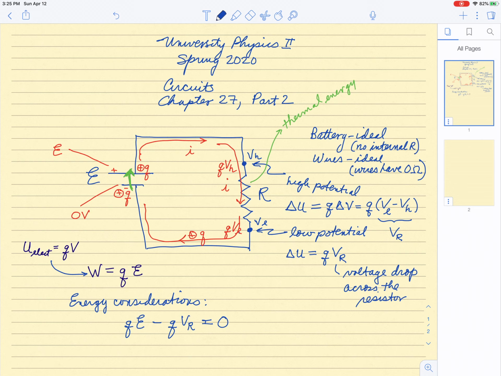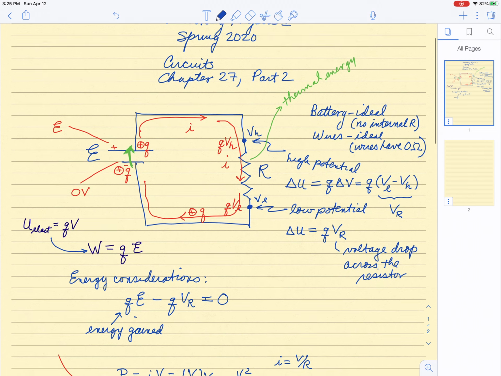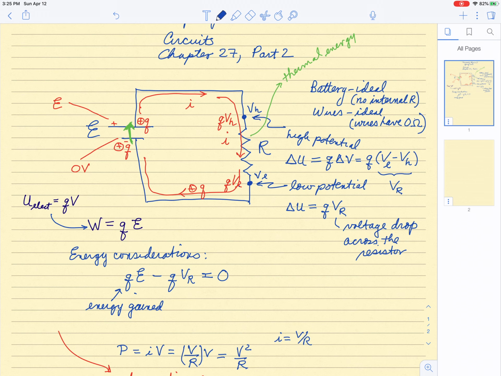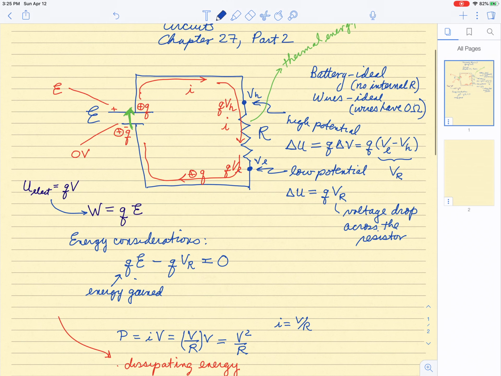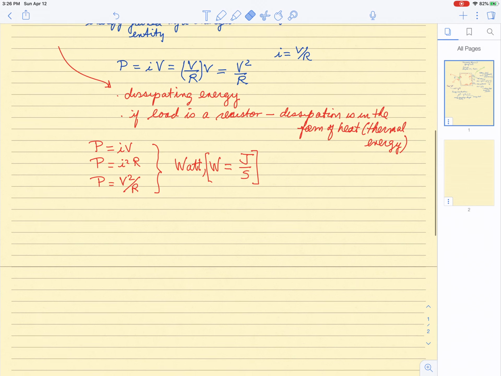So the energy lost, right, so this is going to be the energy gained by a charged entity, and this is going to be the energy lost. And I don't know how all this stuff got there, and it seems like I cannot erase it.